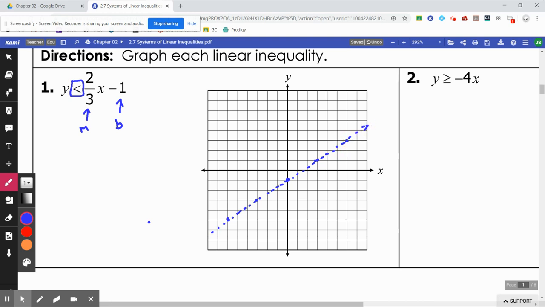Then we're simply going to shade. If it's a less than symbol, we shade below. If it's less than or equal to, we shade below. For either one of the greater thans, we're shading above. So since this is less than, we shade below the line.